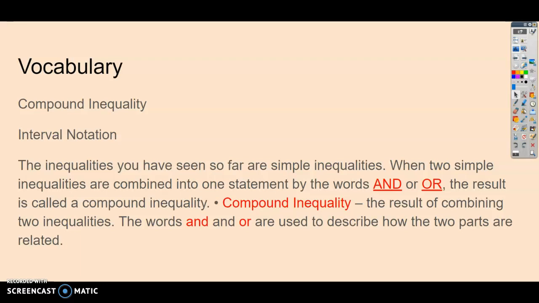Vocabulary that you need to know is compound inequality and interval notation. When two simple inequalities are combined into one statement with the word and or, the result is called a compound inequality. The compound inequality is the result of combining two inequalities. The words and or are used to describe how the two parts are related.